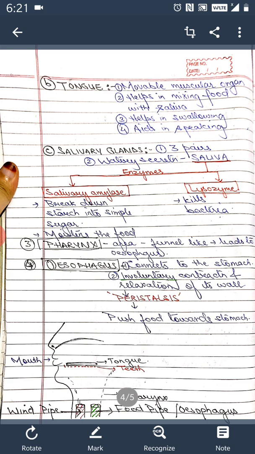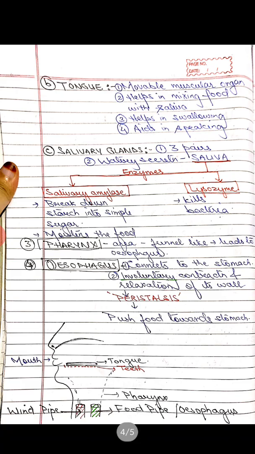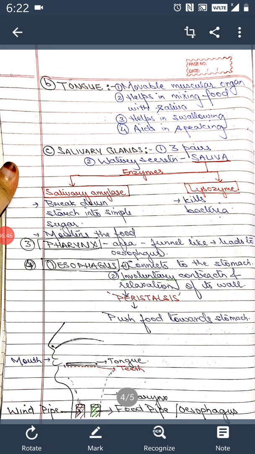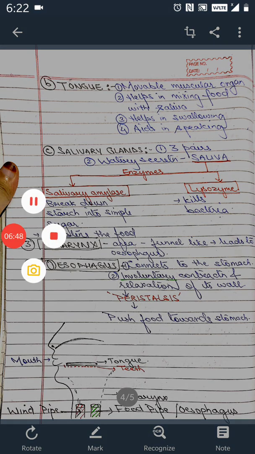It helps in mixing food with saliva. So whatever food we are eating, we mix that food. Our teeth help in chewing the food, and then later our tongue helps in mixing the food with saliva, and later on our tongue helps in swallowing. It pushes the food backwards into the esophagus. Apart from this, the tongue aids in speaking also. That means it helps us in speaking.